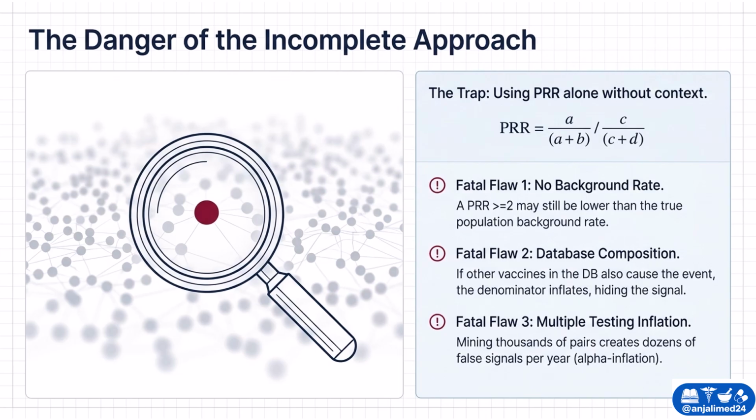So, the key takeaway from this slide is that PRR should never be interpreted in isolation. It is only a screening tool, not definitive proof of causality. Proper vaccine safety assessment always requires clinical evaluation, epidemiological studies, biological plausibility, and contextual interpretation. A signal alone is not evidence, it is only the beginning of the investigation.